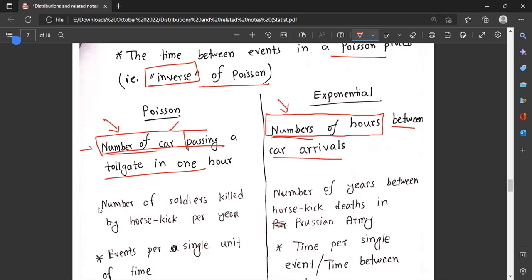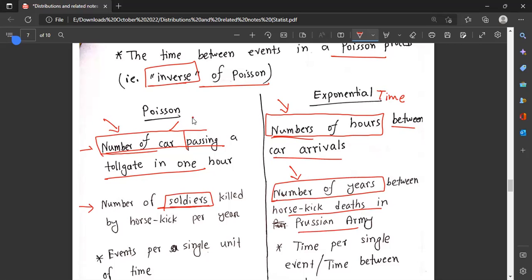Another example, the number of soldiers killed by horse kick per year. So you see we are interested in the number of soldiers, but here we are interested in the number of years between horse kick deaths in the Persian army. So here we are interested in time. So exponential distribution is interested in time, and Poisson distribution is interested in the number of events.